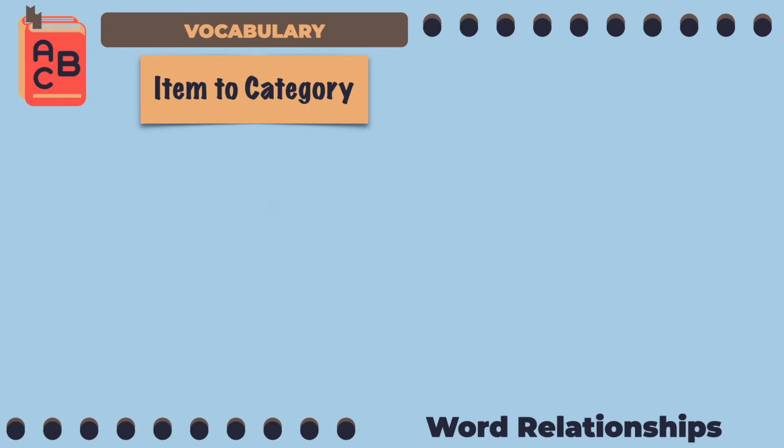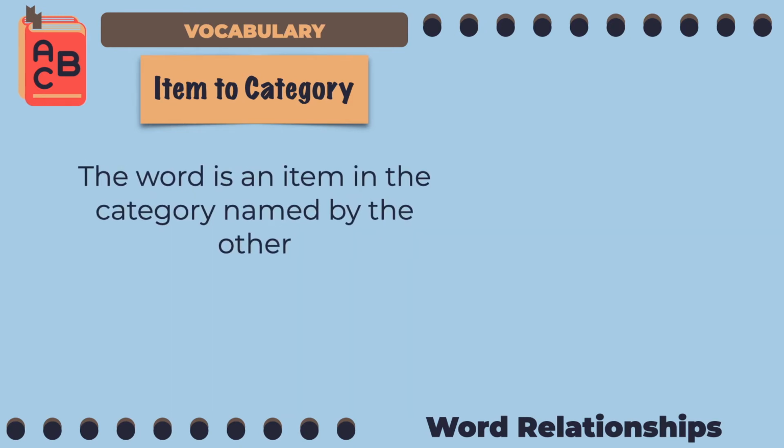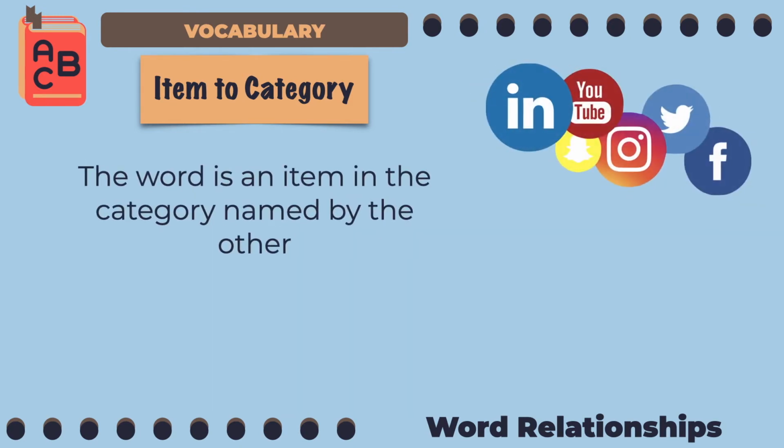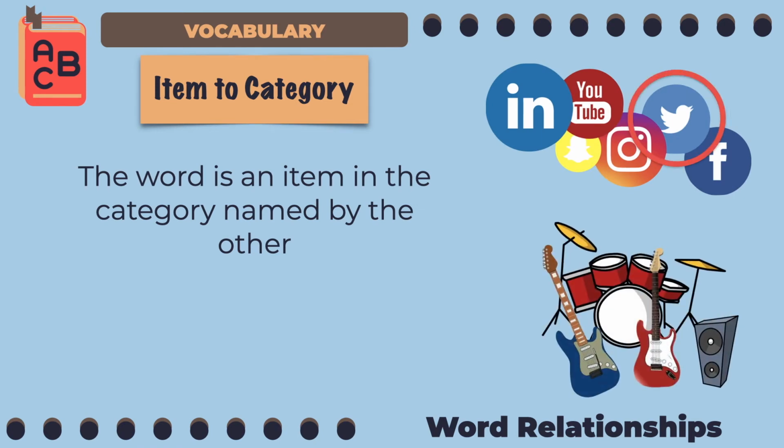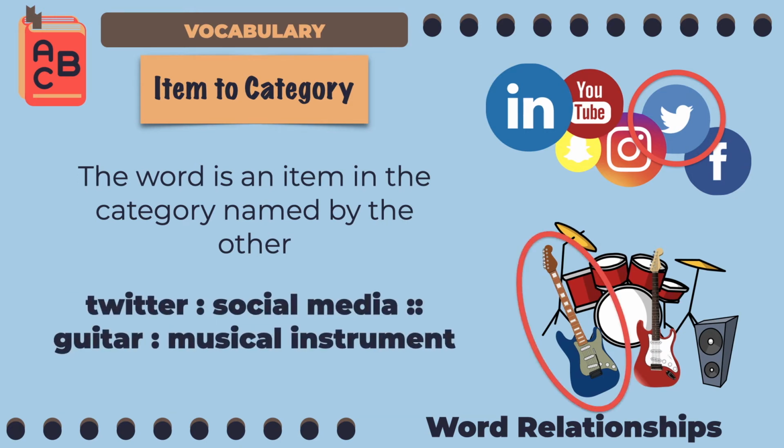Another example for item to category analogy is this. Here are social media, then let's choose Twitter. Another category is a musical instrument, and let's choose guitar. In writing, we have Twitter is to social media, as guitar is to musical instrument.